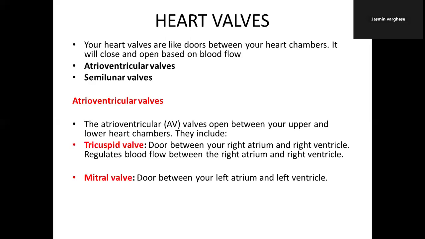Now we'll see the valves. In between the right atrium and right ventricle, and the left atrium and left ventricle, we have small valves. There are two sets of valves: atrioventricular valves and semilunar valves. Atrioventricular valves we will see in between atrium and ventricle. There are two atrioventricular valves: the tricuspid valve and the mitral valve. The tricuspid valve is the door between your right atrium and right ventricle. The mitral valve is the door between your left atrium and left ventricle.